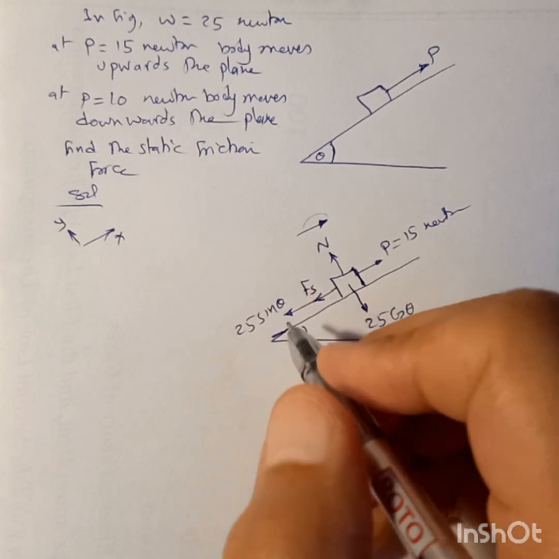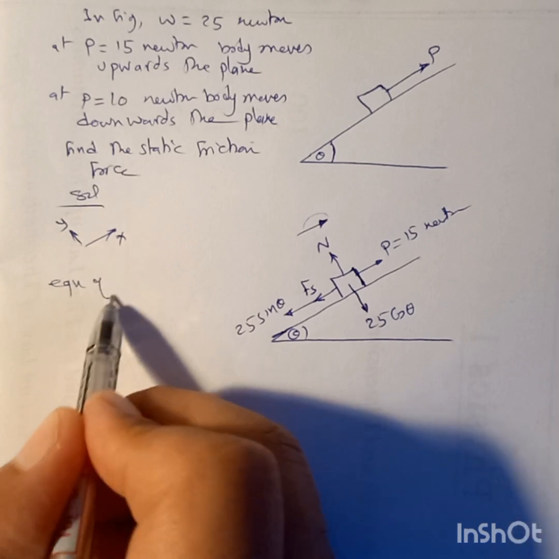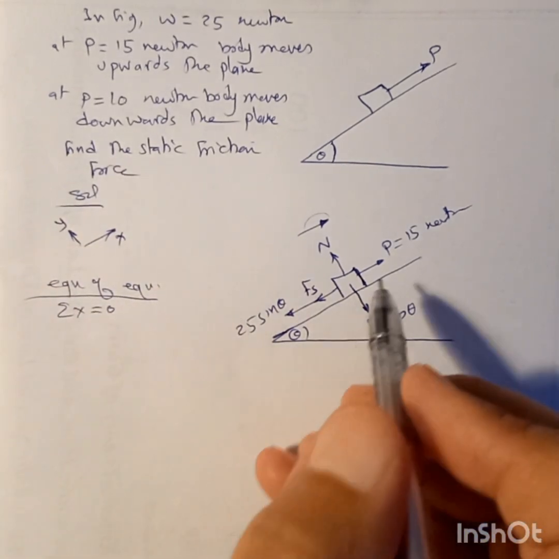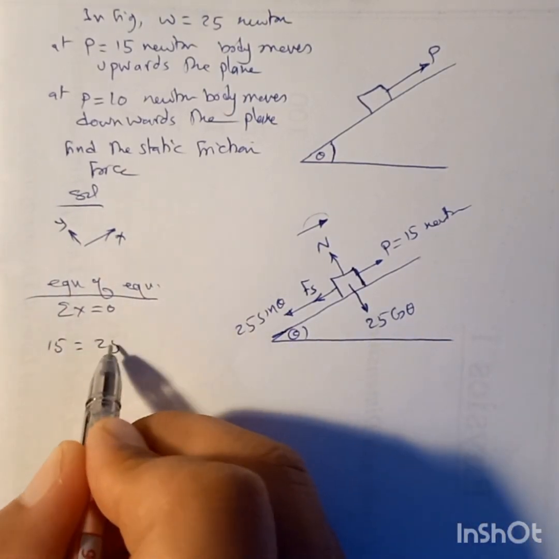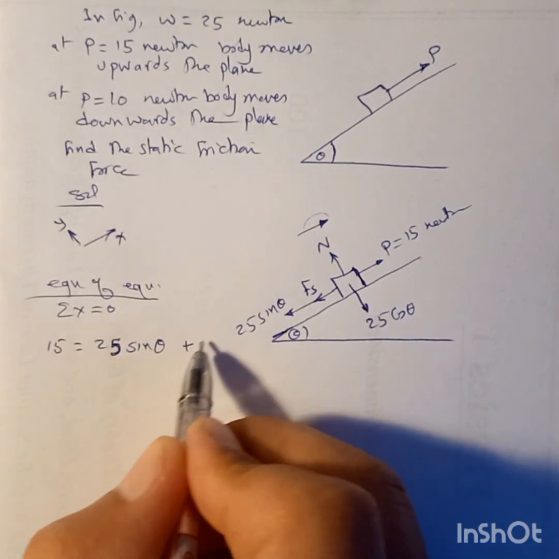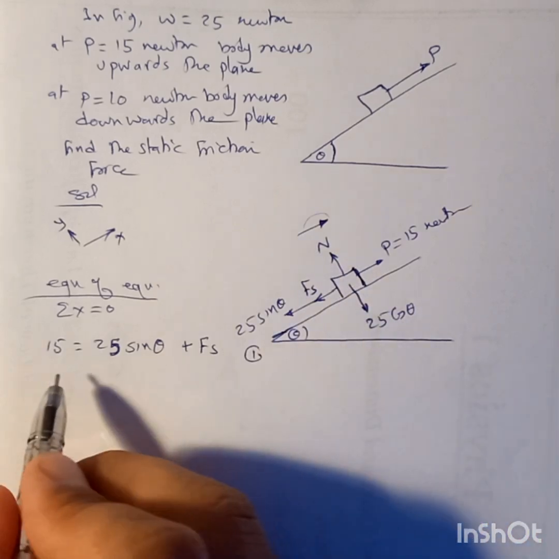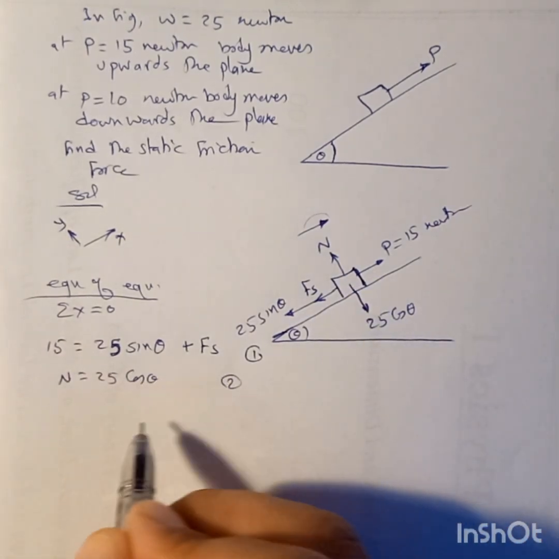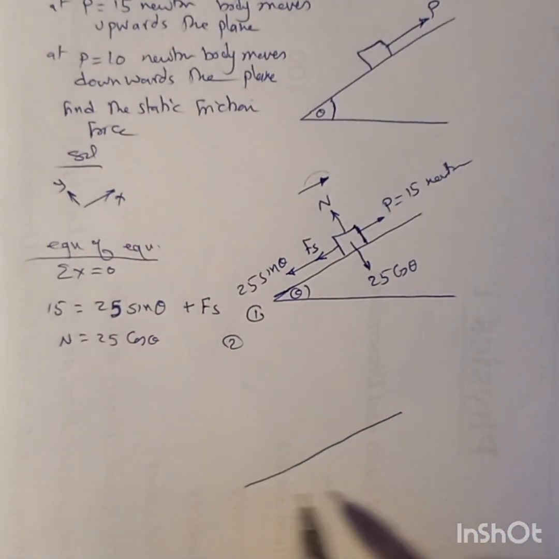Again, we have to apply the equations of equilibrium. In this case, summation of x equals 0. Then we have 15 equals 25 sine theta plus Fs, and this is equation number 1. We also have N equals 25 cosine theta, and this is equation number 2. This is the first case.